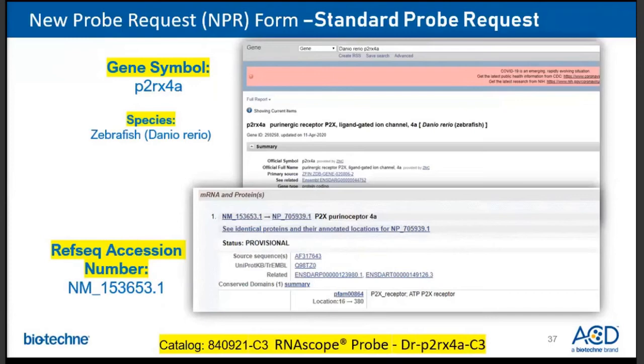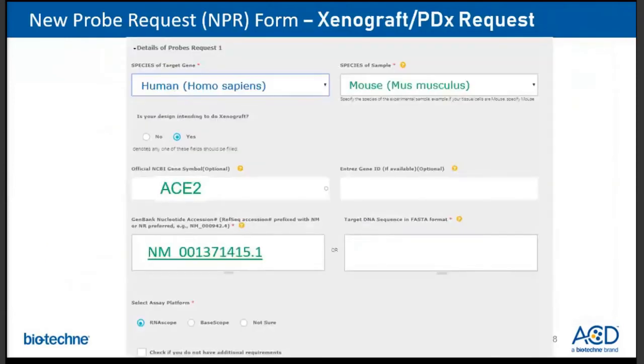And for this example, we have a probe in our catalog named DRPTRX4A in the C3 channel. So next, here's a more non-standard design if you're interested in a PDX request.